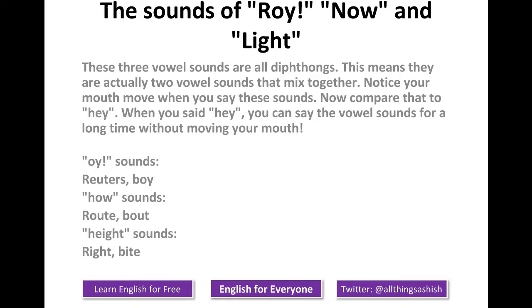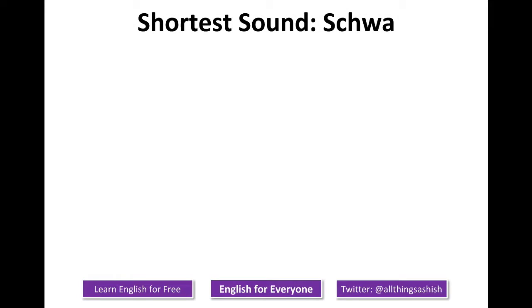Okay, great. Now finally, we're going to discuss the shortest sound in the English language, and that is the schwa. This is a very special sound, let me tell you. It has a special name to it, the schwa. It's symbolized as an inverted e when you look at its phonetic symbol, and it's a very interesting sound with some very interesting features. Let's have a look.